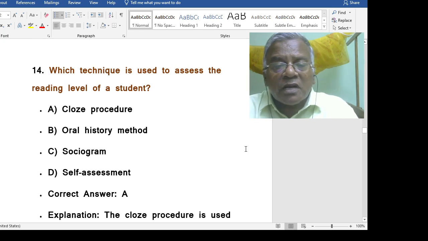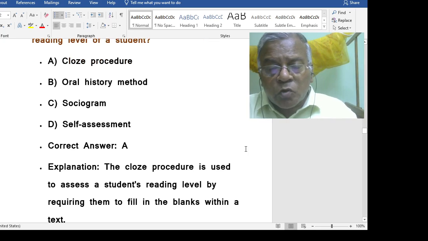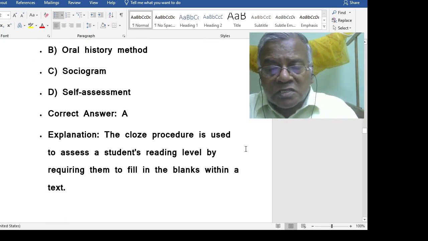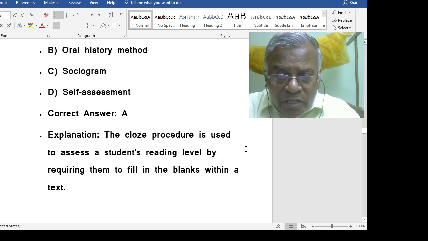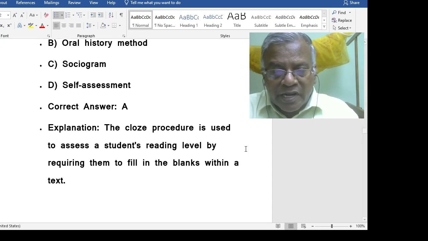Which technique is used to assess the reading level of a student? That is, there is a particular concept called cloze procedure. What is the cloze procedure? The cloze procedure is used to assess students' reading level by requiring them to fill in the blanks within a text. Filling the blanks within a text.